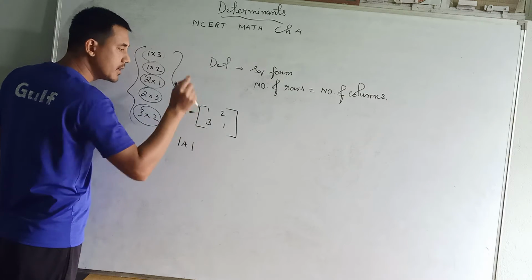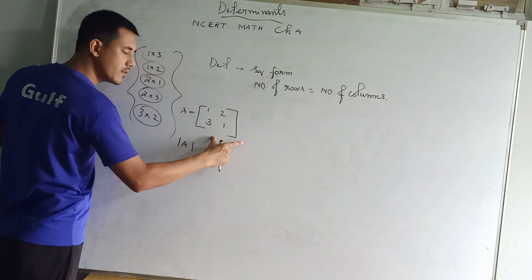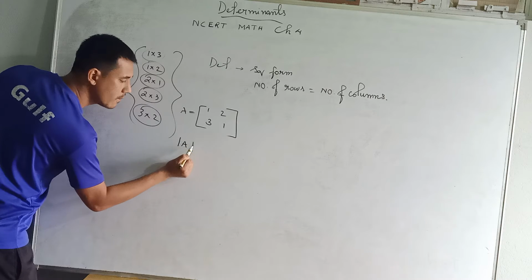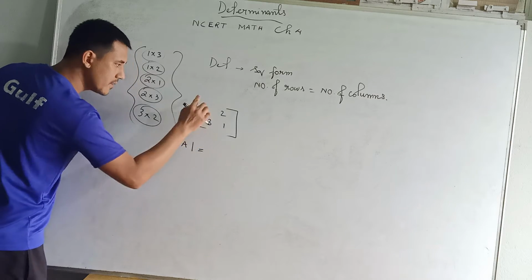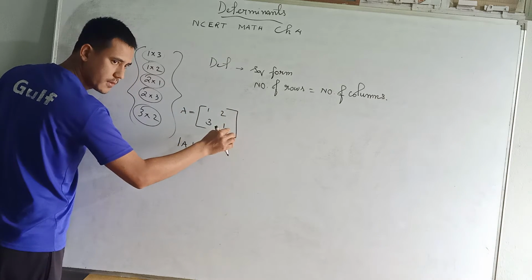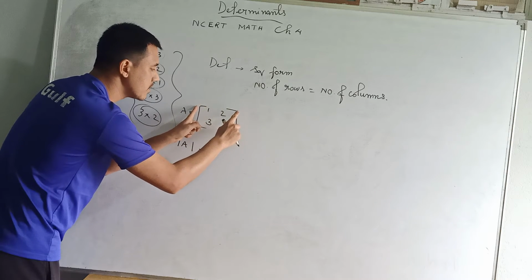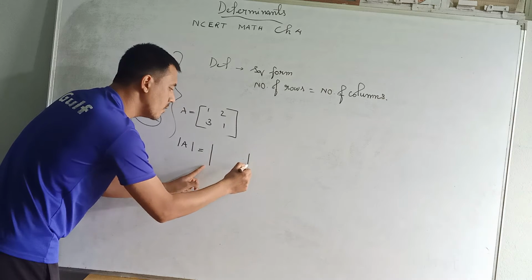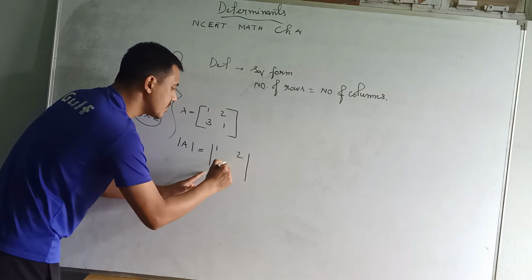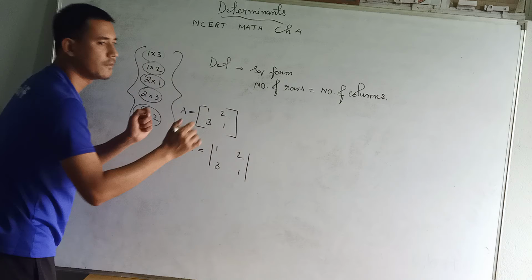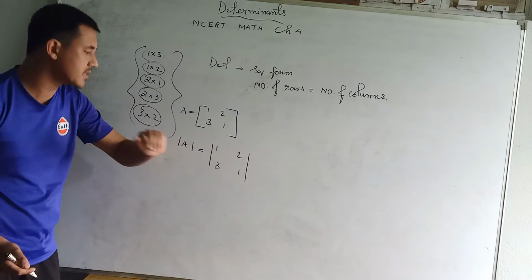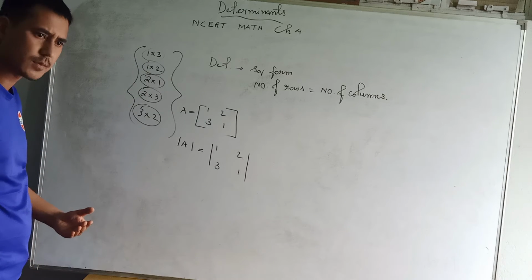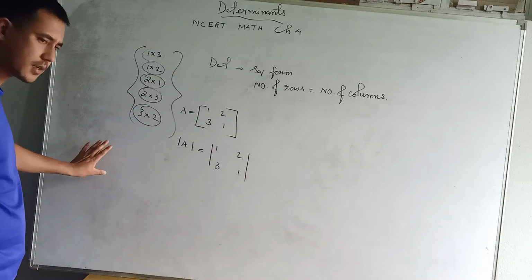In order to represent a determinant, we always need 2 vertical lines. Determinant of A, suppose A is your given matrix, means I have to write A within 2 bars. And for this matrix 1, 2, 3, and 1, here it is written in square brackets, but we need to write all the entries of the given matrix within 2 vertical lines. This is how we represent a determinant. That's a small introduction on what is known as a determinant. Are you following that? Is it clear to you?